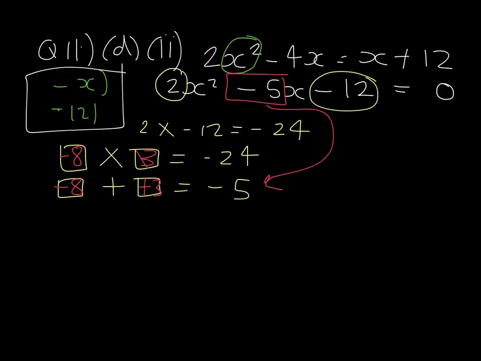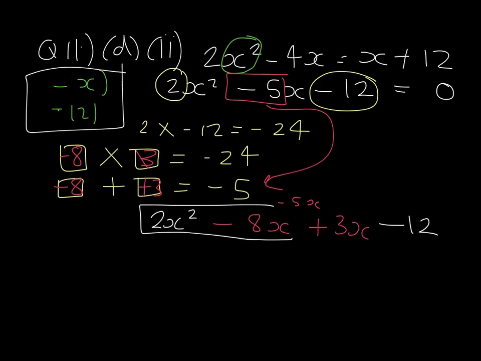So I can now rewrite my quadratic. 2x squared is the first term, negative 12 is the second term, but instead of negative 5x in the centre, we can write negative 8x plus 3x. We then factorise the first two terms. I'll take out the 2x. This gives me an x take away 4. I write down my x take away 4 in the second part here.